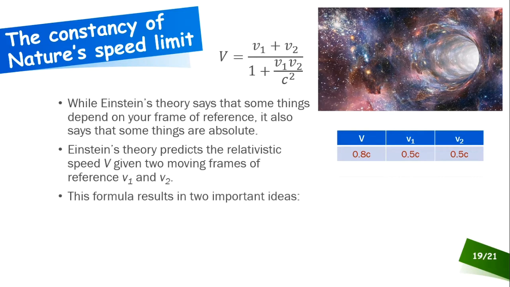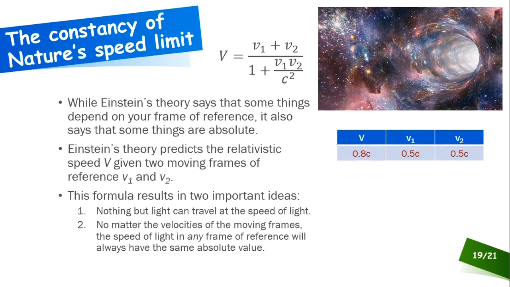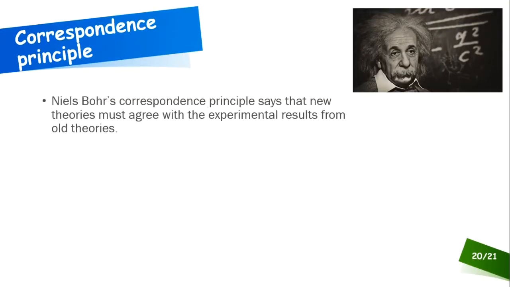So this formula results in two very important ideas. The first is that nothing but light can travel at the speed of light. The second is that no matter what velocity you have in your moving frames of reference, the speed of light in any frame of reference will always have the same absolute value. This leads us back to Niels Bohr's correspondence principle. Remember, the correspondence principle says that new theories must agree with the experimental results from the old theories. So we have to be able to explain what's going on, not just with the new experiments, but also with the old experiments as well.